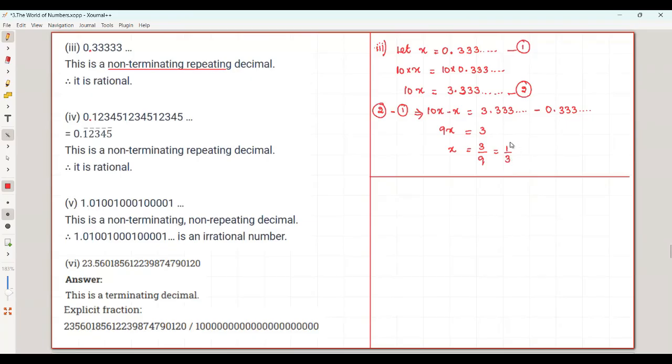Therefore, it's written in the form of p by q. That is called explicit fraction format. From this I can write x is equal to 1 by 3. Once again, I'll just repeat. First, you just take the given value as x. Then just see how many digits are repeating. As many zeros you have to multiply. Here only one digit is repeating, so multiply by 10. Then take it as second equation. And one more thing, after the decimal point, we should have an equal number of decimal digits.